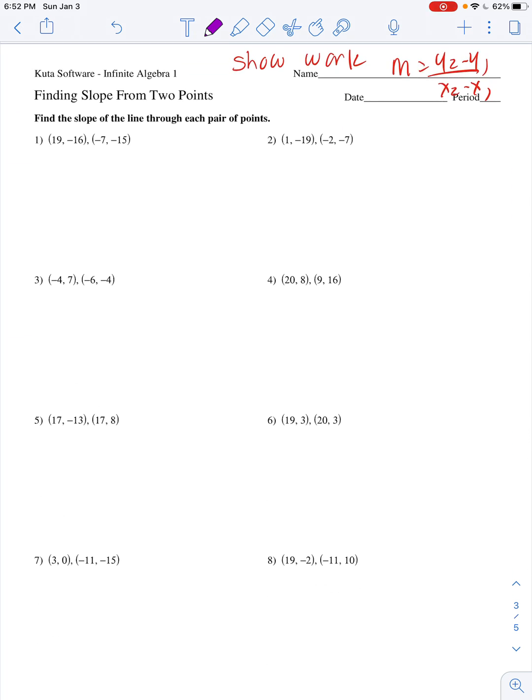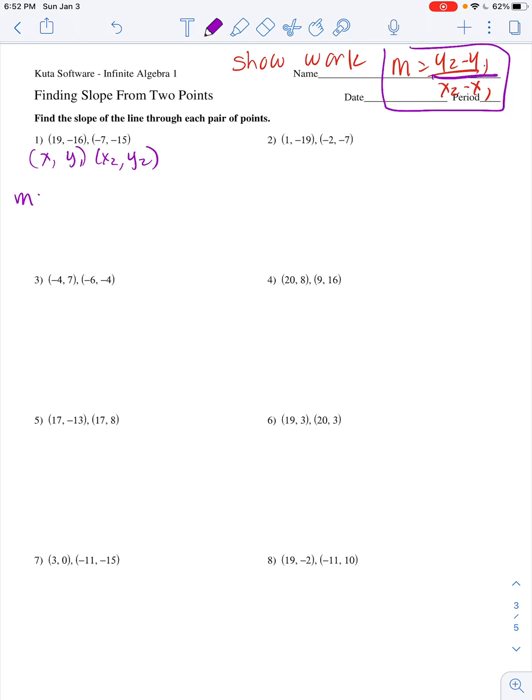All right, in this worksheet, you are using the slope formula, practicing using that to find the slope from one point to another. So here is our slope formula, y2 minus y1 over x2 minus x1. If it helps you, go ahead and label these x1, y1, and then x2, y2. Those are just the names for the first and second point.